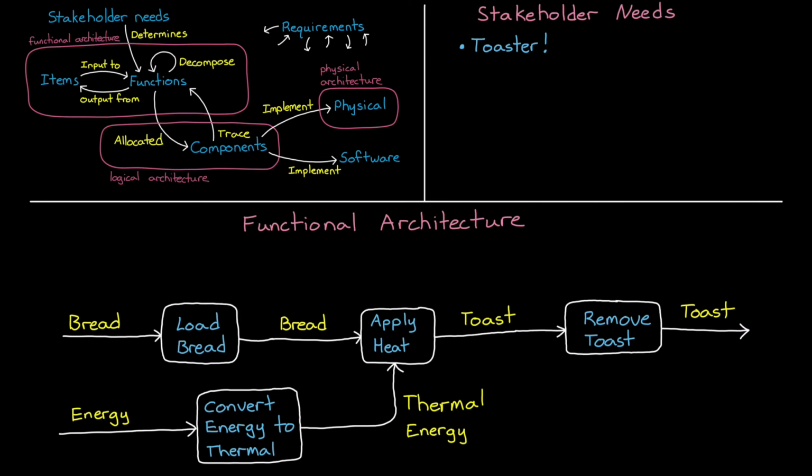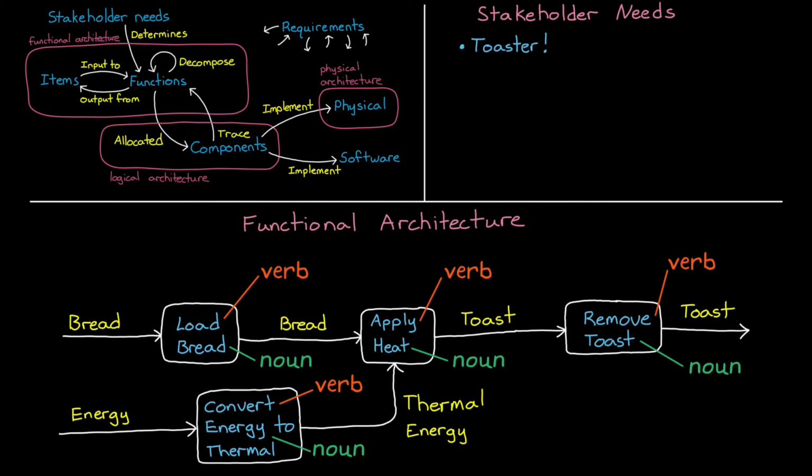Now, as a side note here, if you're having trouble coming up with the functions that your system needs to perform, a good way to think about a function is as a verb-noun pairing. The verb is what the function is doing, and the noun is the item that it's acting on. So we have load bread, and apply thermal energy to bread, and remove toast, and convert energy to thermal energy. And by thinking about the verbs and the items in your system, it can make functional decomposition a bit easier.